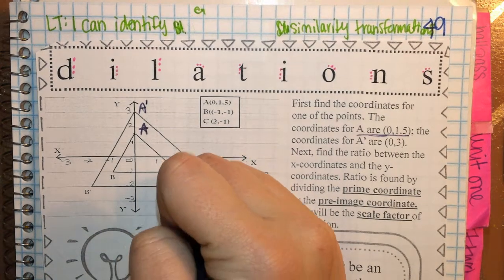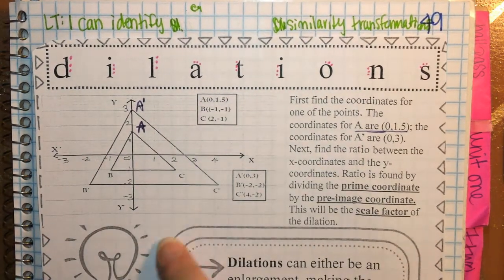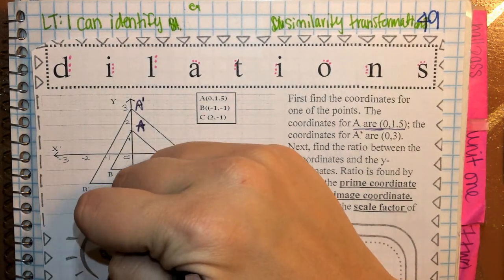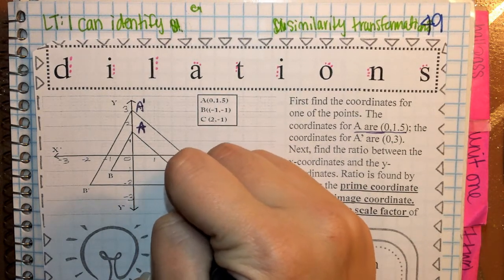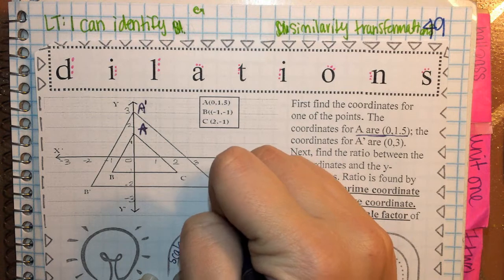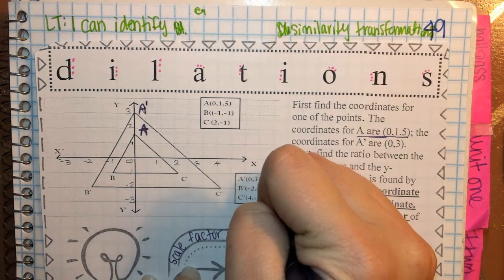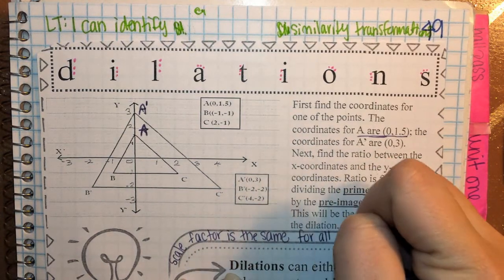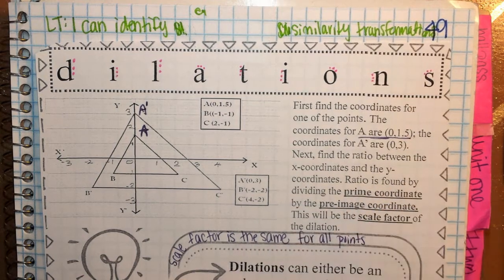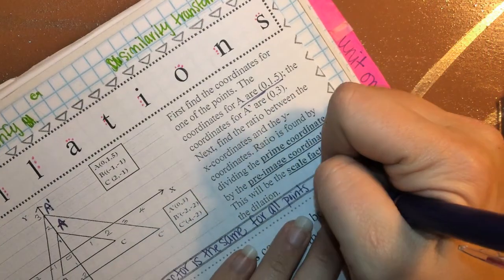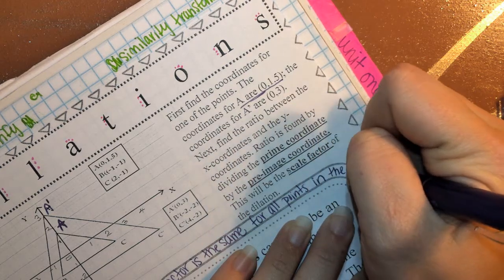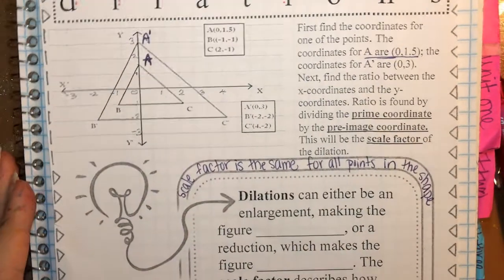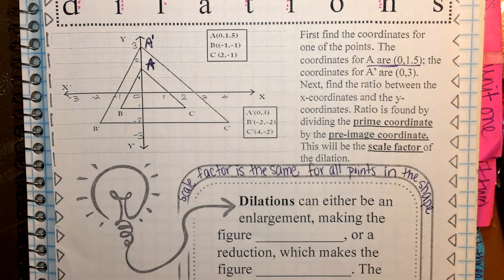Now, I want you to write this in this curve if you can. This is very, very important. The scale factor is the same for all points in the shape. I'm going to have to start writing my A's different so that they don't look like 9s or 0s or O's.